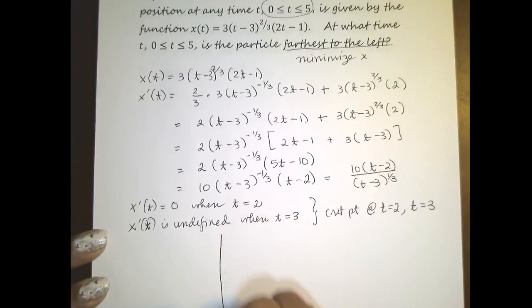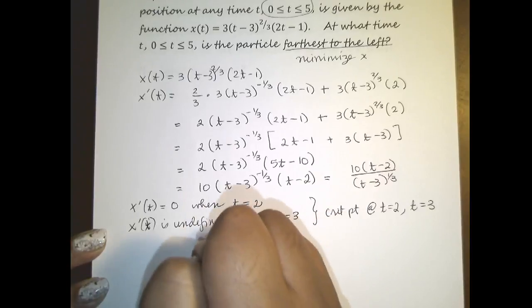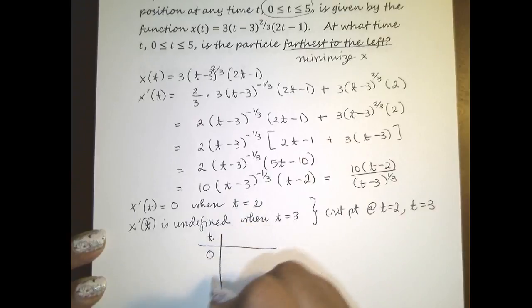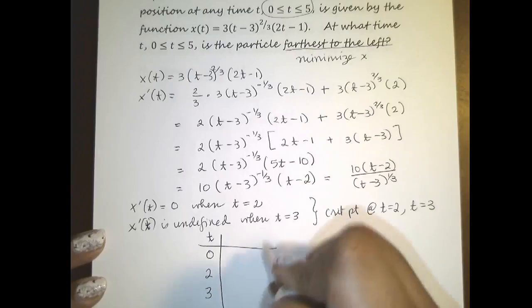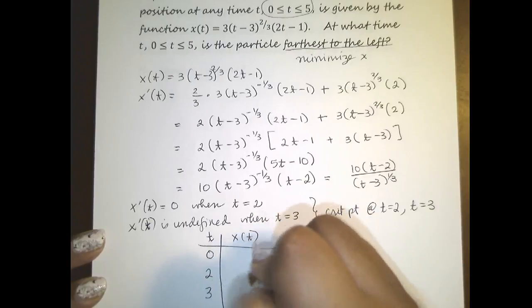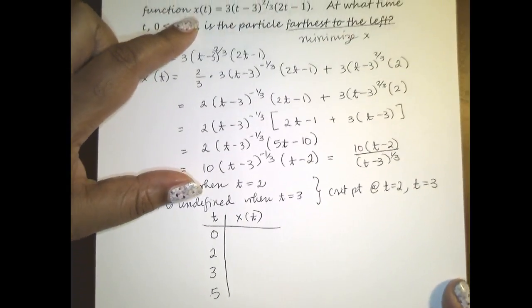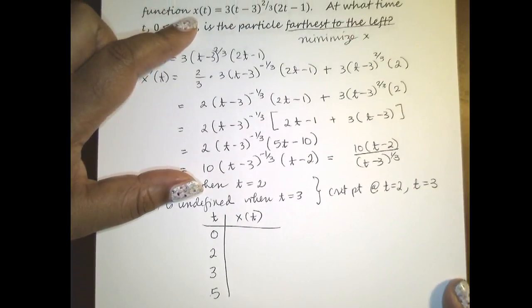I'm just going to make a table here. And I'm also going to check the endpoints for the function x of t. So 0, 2, and 3, and the right endpoint is 5, and I'm going to evaluate them at x of t. So here's my x of t up here, right? 3 times (t minus 3) to the 2/3 power times (2t minus 1).